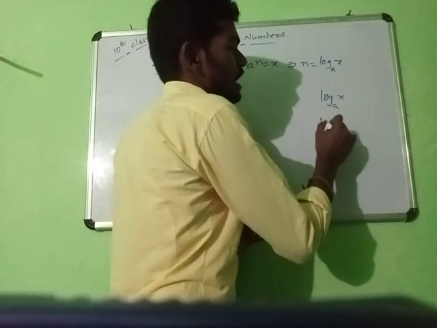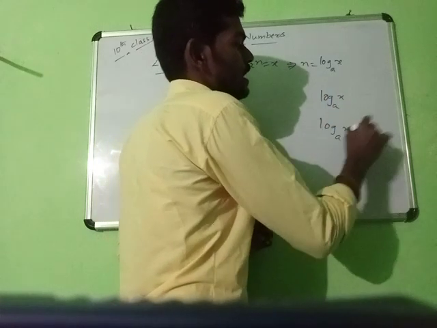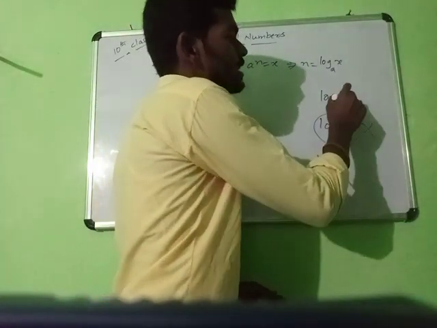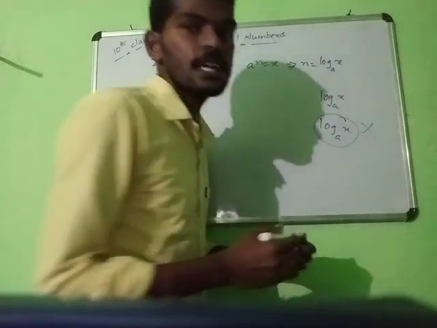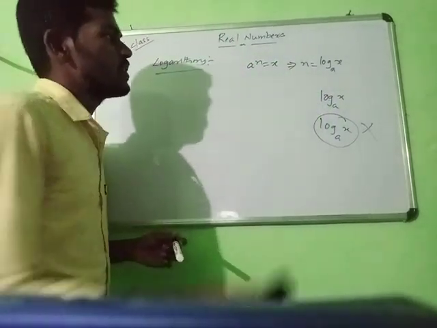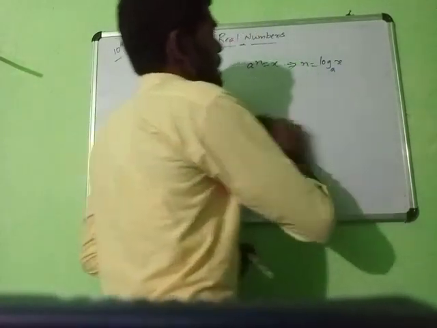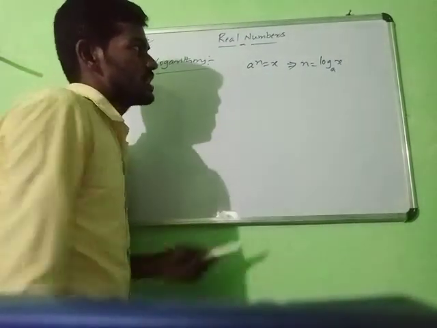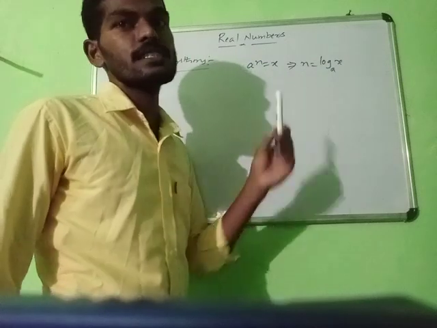Some people write it like this: log a and x. This is a fault; this is wrong. Write log x first and then the base a. If the exponential form is given, a power n is equal to x, then n is equal to log x base a.